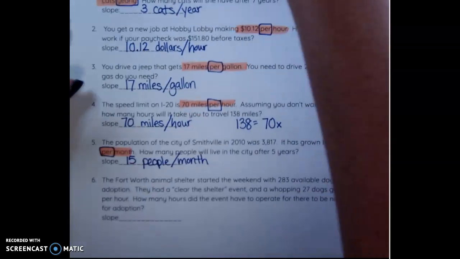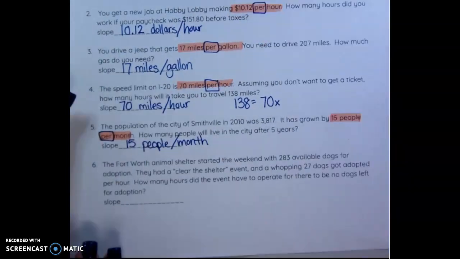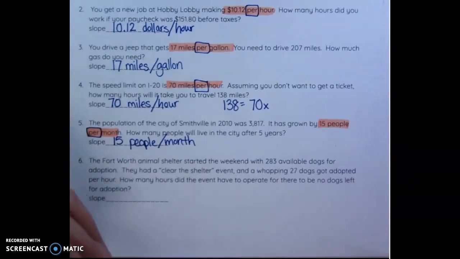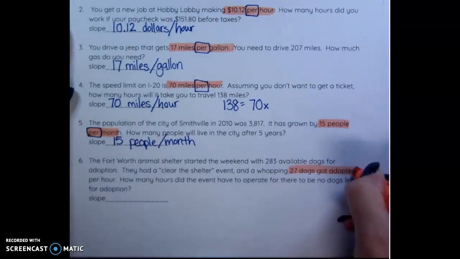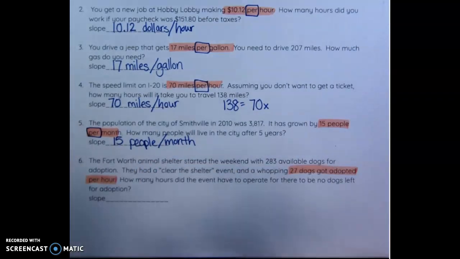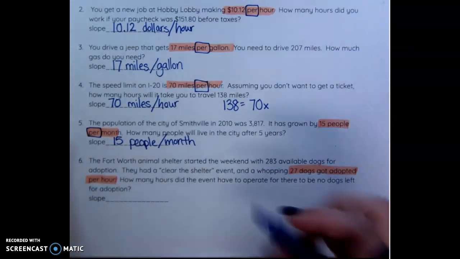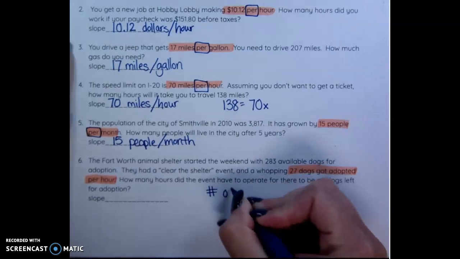Alright, number 6. The Fort Worth Animal Shelter started the weekend with 283 available dogs for adoption. They had a Clear the Shelter event, and a whopping 27 dogs got adopted per hour. How many hours did the event have to operate for there to be no dogs left for adoption? Alright, this one's a little different. This one has 27 dogs per hour. However, the amount of dogs is decreasing.